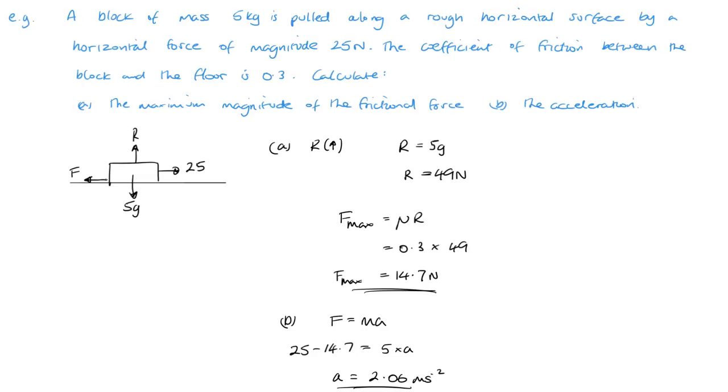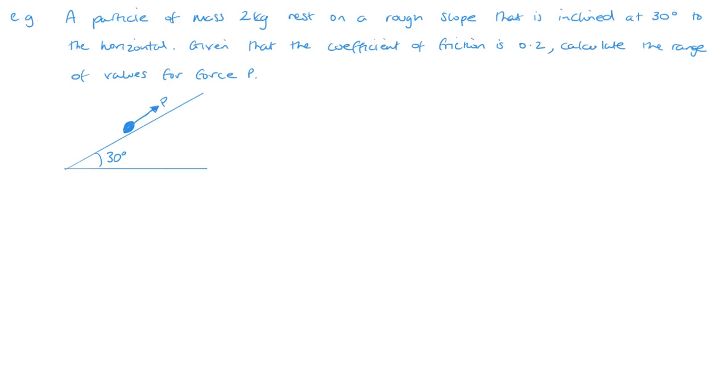Okay, but there are questions which you have to think through a little bit. And this next example is a prime example of that. So I've got a particle of mass 2 kilograms, rests on a rough slope that is inclined at 30 degrees to the horizontal. Given that the coefficient of friction is 0.2, calculate the range of values for force P. So the range of values, so that's not one specific value in this case.